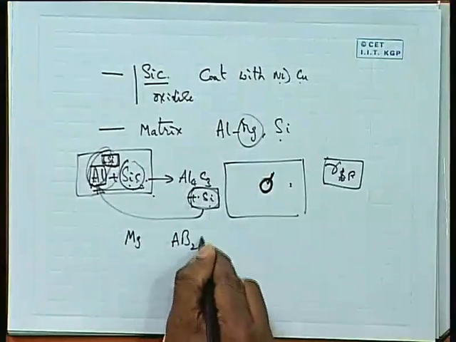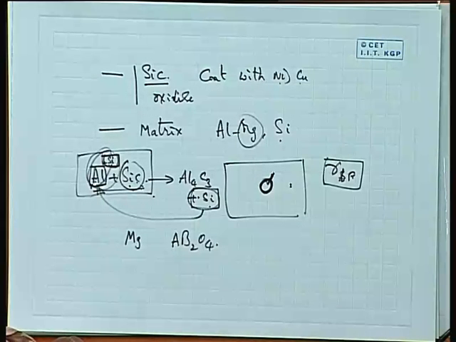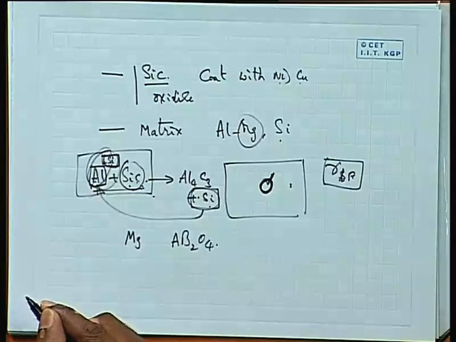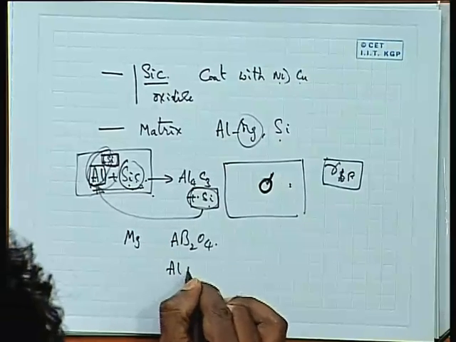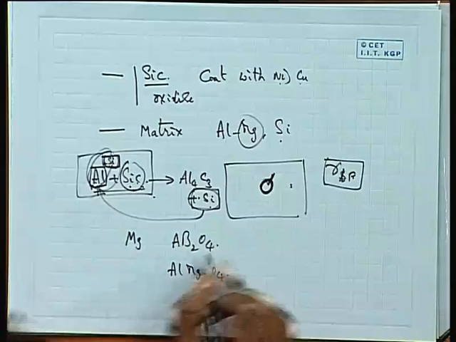What is its composition? AB2O4, fantastic, correct. It is an AB2O4 type of structure. What is this A and what is this B? It is AlMg2O4 with some silicon in it.